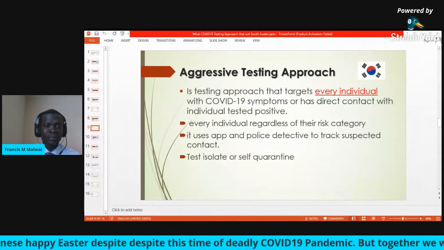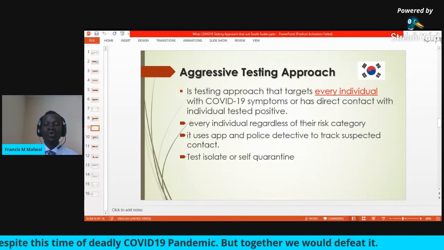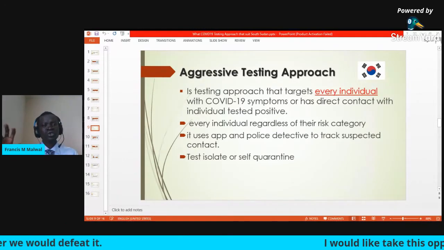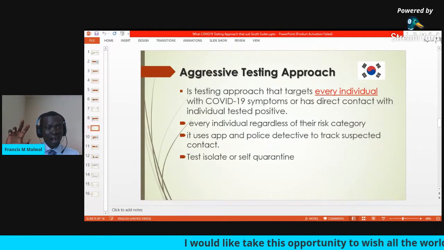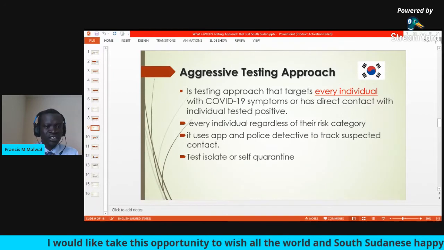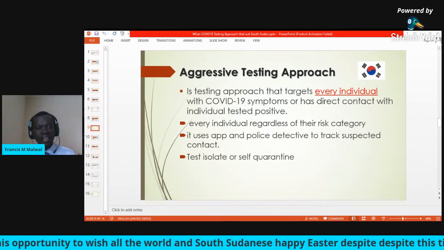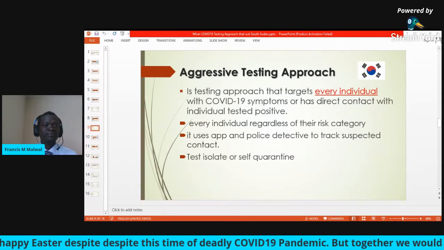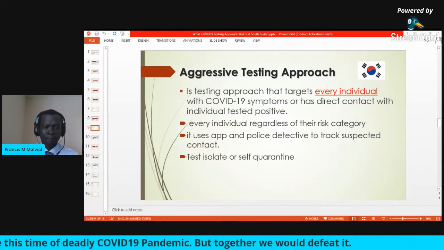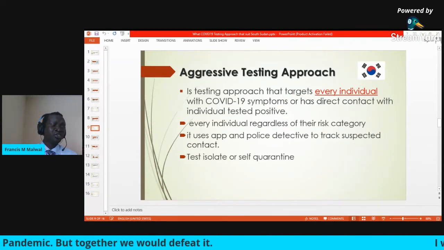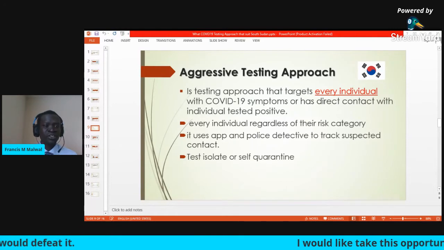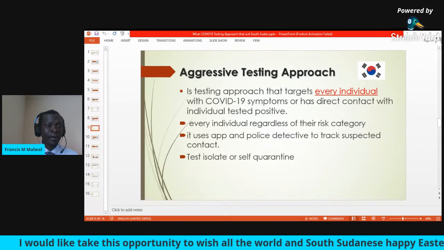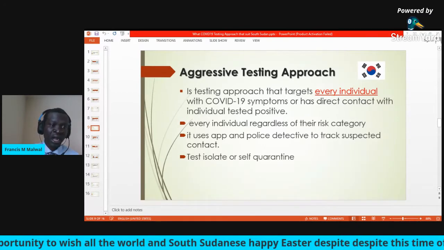When they test these people, they try to identify who has the disease and who does not. And therefore, they track down those who have had contact with an individual who tested positive. So basically, every individual, regardless of their risk category, is being tested. The other thing is, they use an app on your phone to track you. If you test positive, they track you, and if you come into contact with any other person, they track those people through the app.